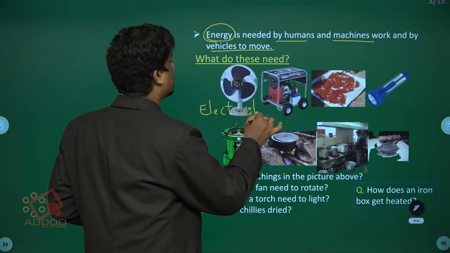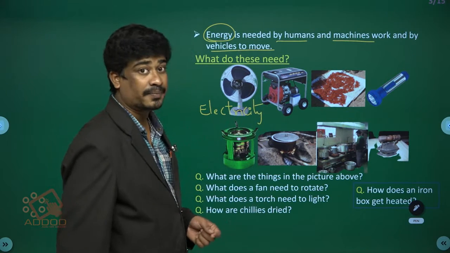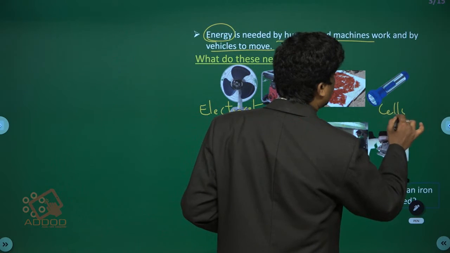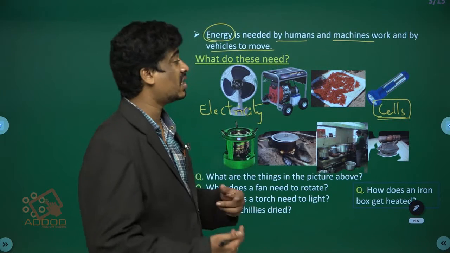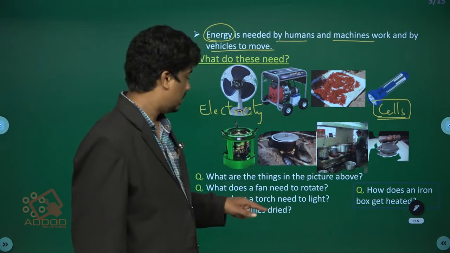Simply we call it as current. What does a torch need to light? Here also it needs cells. Cells. So what is inside the cells? Chemicals. Chemical energy converted into electrical energy. So here also electricity is required.